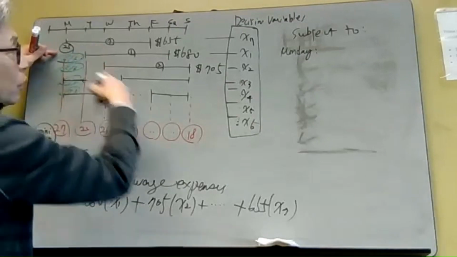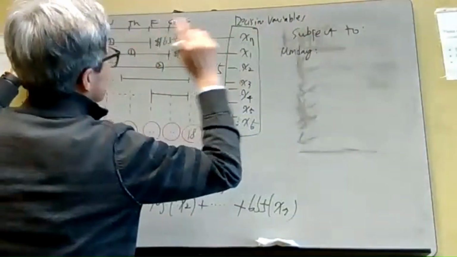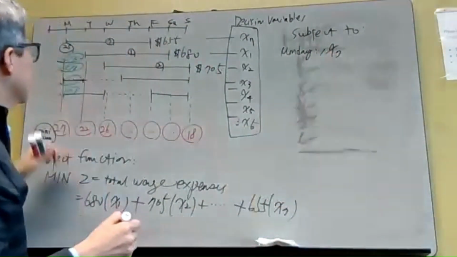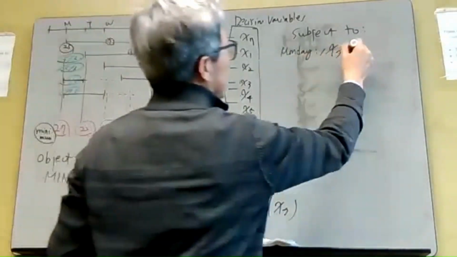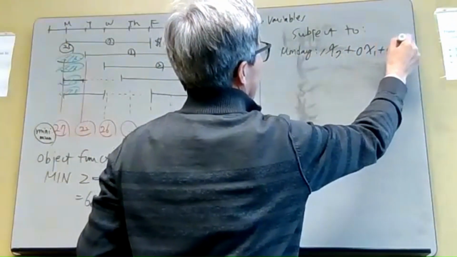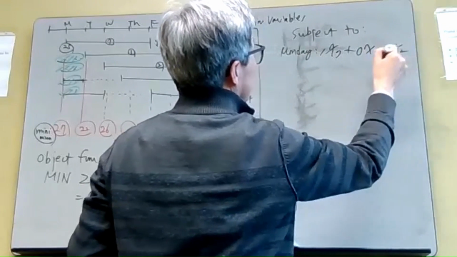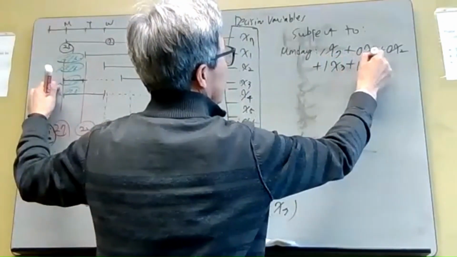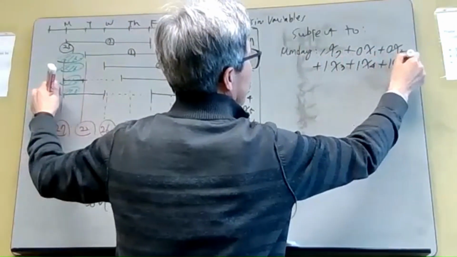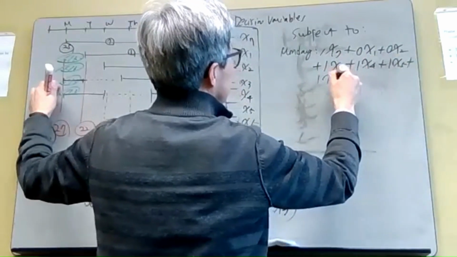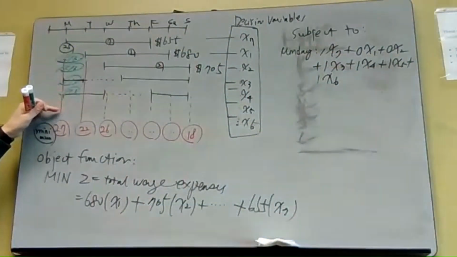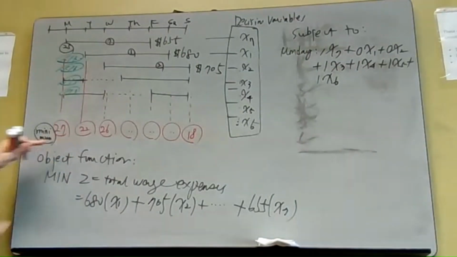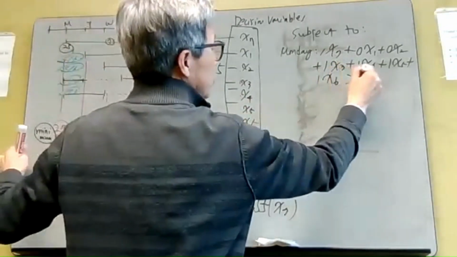So 0x1, 0x2, 1x3 plus 1x4 plus 1x5 plus 1x6, plus 1x7. Because this is a minimum, it should be greater than or equal to 27.